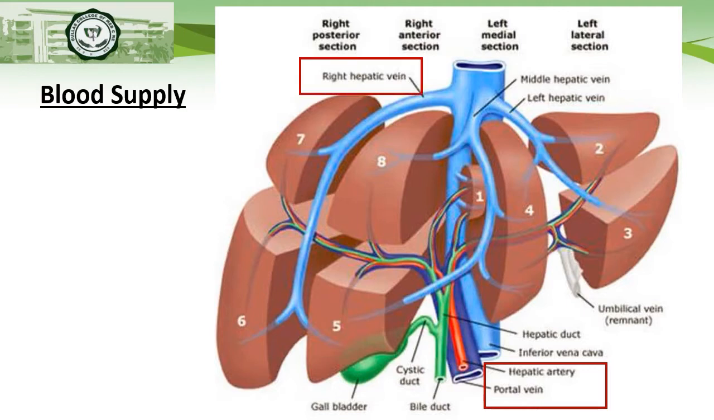With regards to the hepatic veins, there are actually three: the right, the middle, and the left, that pass obliquely through the liver to drain the blood to the suprahepatic IVC and eventually to the right atrium. The right hepatic vein drains segments 5 through 8. The middle hepatic vein drains segments 4, 5, and 8. And the left hepatic vein drains segments 2 and 3.